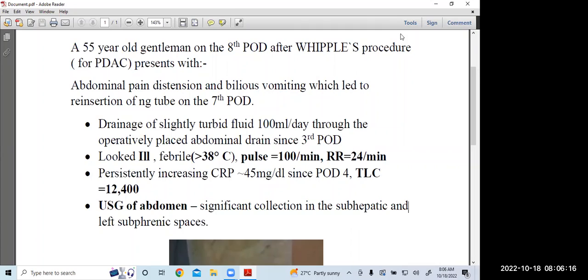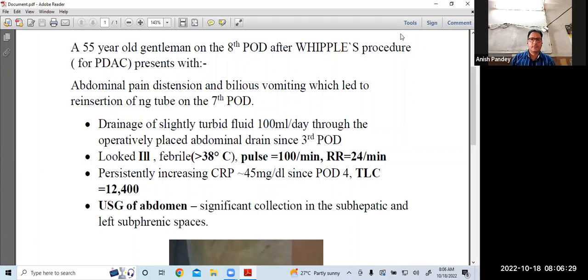Now, how would you like to confirm that it is probably a pancreatic fistula? Sir, I will do the biochemical test. I will measure the amylase level of the drain fluid and the serum amylase level on the same day in the same lab. If the drain fluid amylase level is 3 times more than the serum amylase level from the same lab, then it is diagnostic of pancreatic fistula.